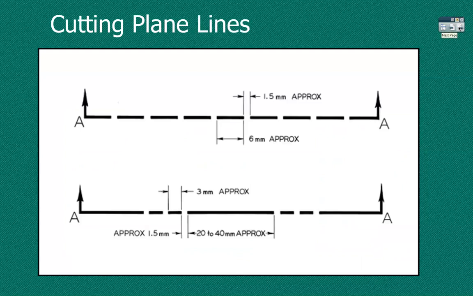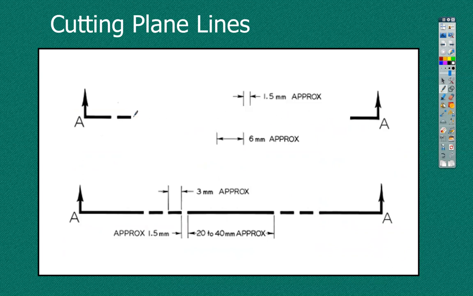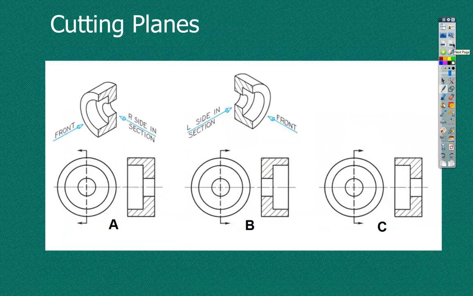Cutting plane lines can be basically a thick phantom line, or a thick dash line like a hidden line, or under a newer standard, it could be just the two ends. That's acceptable under one of the more recent standards. So three ways you might see it. And we're going to see it.